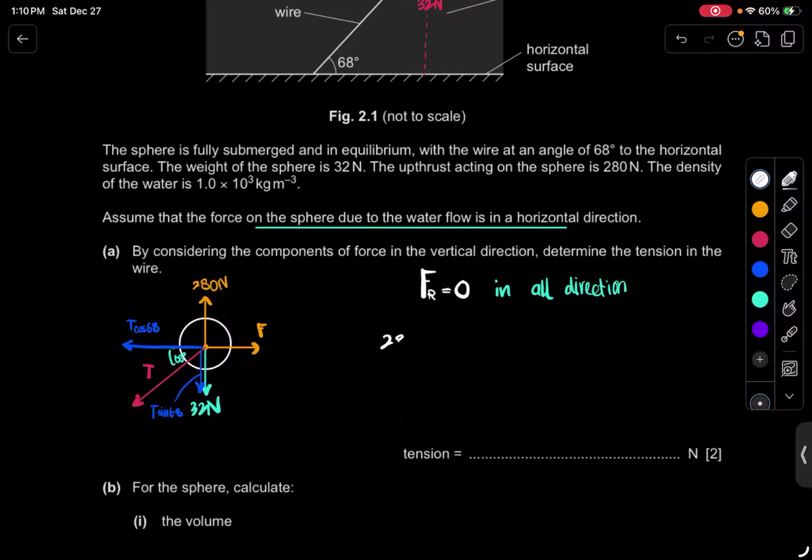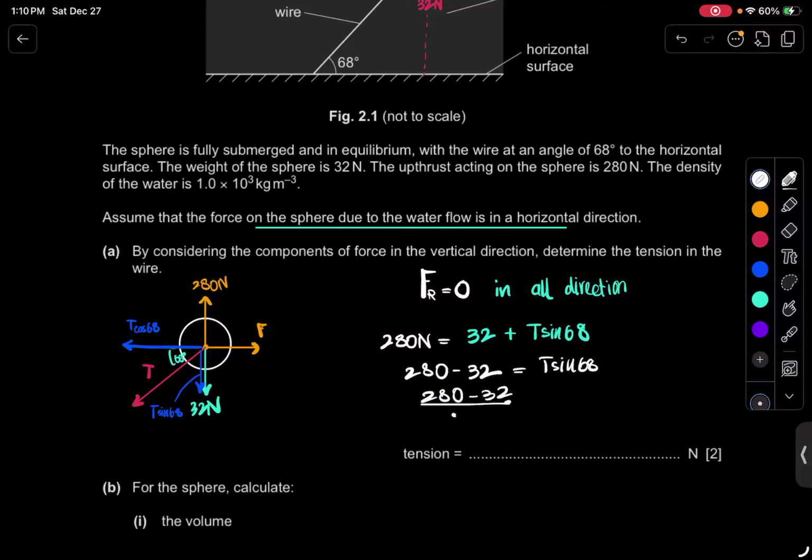So you know that 280 Newton should equal 32 plus T sine 68, right? So you've got to be careful. That means 280 minus 32 equals T sine 68, and then 280 minus 32 divided by sine 68 is equal to T. And there it is. You could not have solved it using the horizontal components because you neither know what T is, nor what F is, right? So it was not solvable.